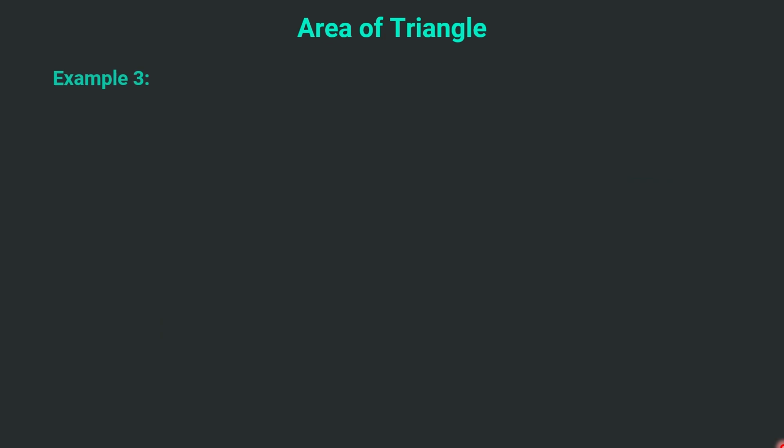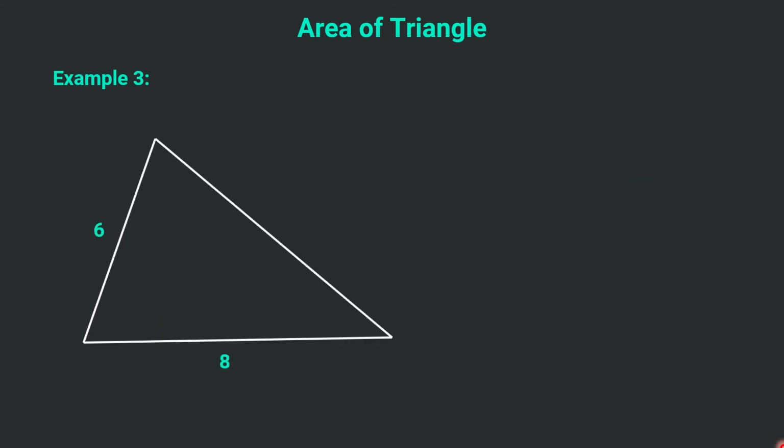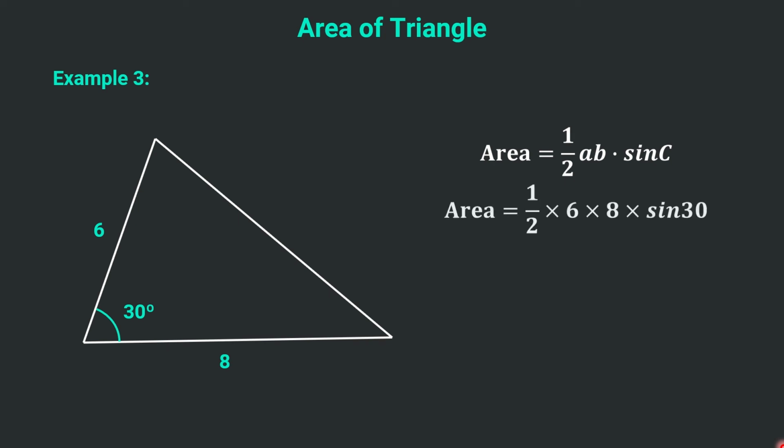So now let's see an example for a triangle with sides 8 and 6 and an angle between them of 30 degrees. So according to the formula, area is given as half into AB into sine C. Here A and B are 8 and 6 and C is 30 degrees. So putting the values, we will get area is equal to half into 6 into 8 into sine 30 degrees. So the value of sine 30 degrees is half, and half into 6 into 8 is 24.